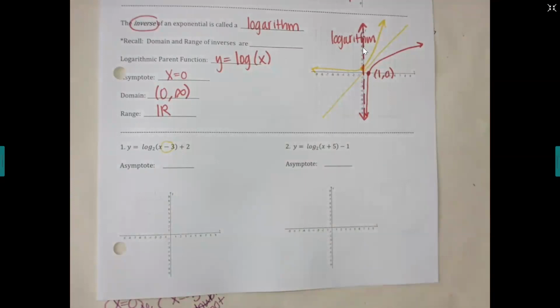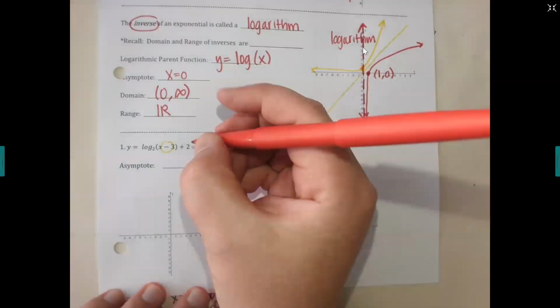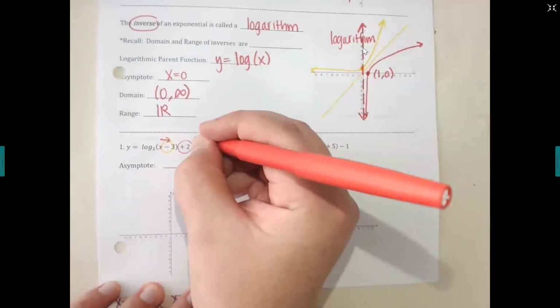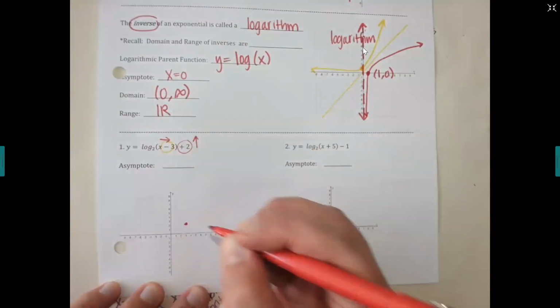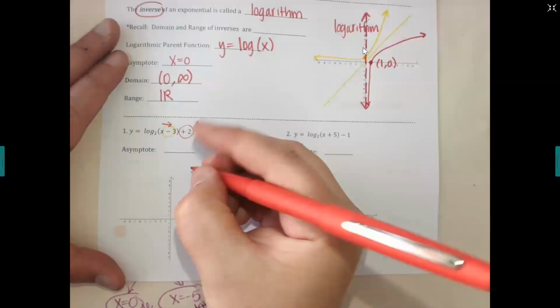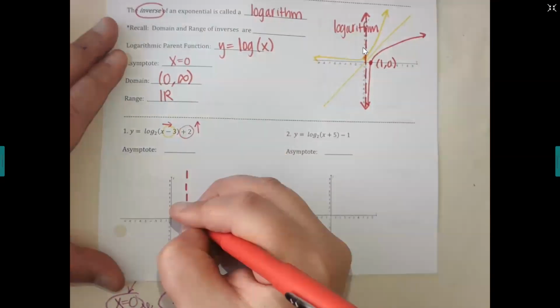Left, right, up, down. To the right 3. What about the +2? Up. So I'm going to go to the right 3 and then up 2. So 3, 2. But remember, this is a log graph. So I'm going to have a vertical asymptote through that dot. Just like this.